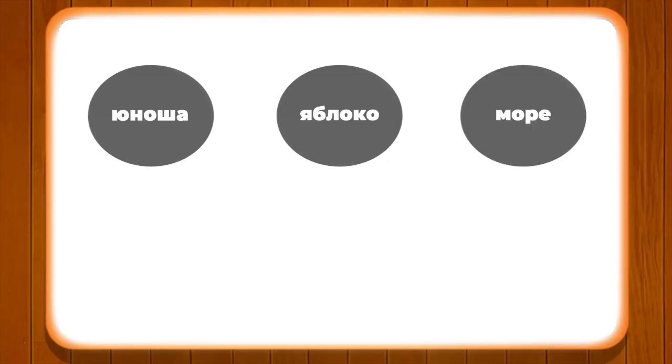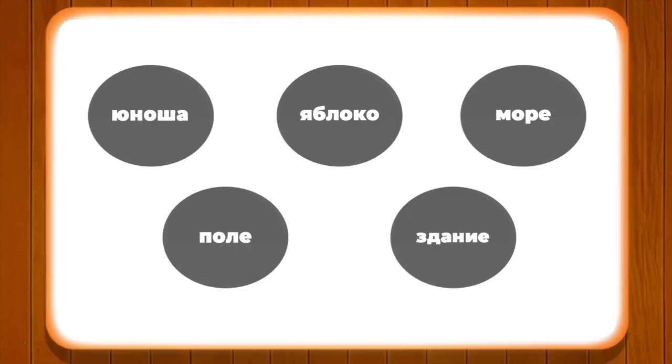Alright, now let's go ahead and let's look at these new words. So we have words like юноша, яблоко, море, поле, здание. If you pay attention to the ending here, for example, юноша, which means young man, it is ending with a, so it belongs to the feminine gender. We will also be discussing the concept of how to identify. So very similar thing which is very easy to identify.